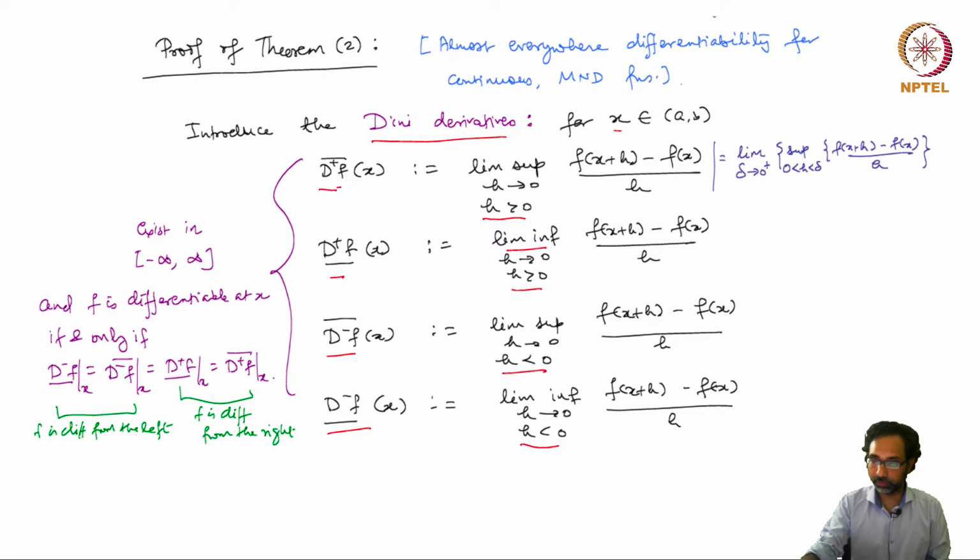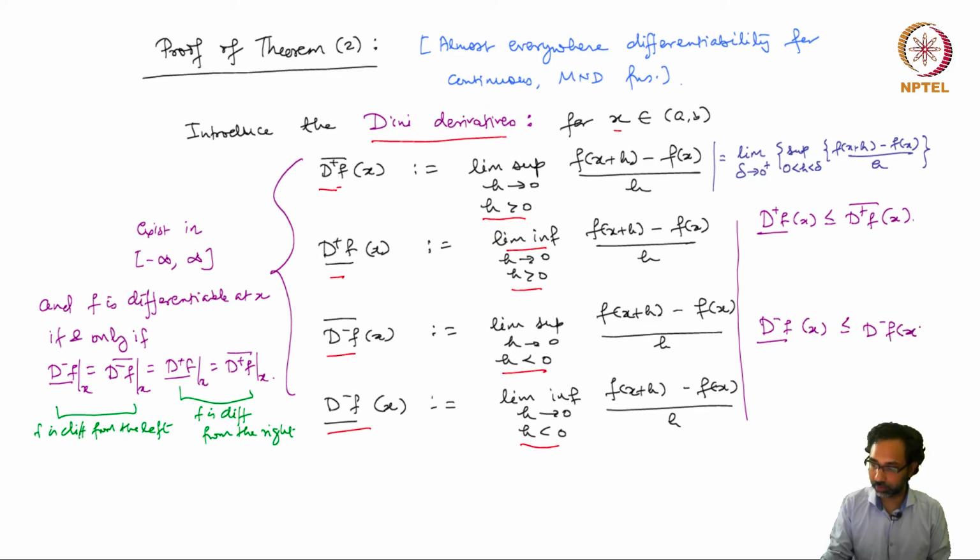And we also have some inequalities. The first one is, and these are quite trivial, D plus f lower bar is less than or equal to D plus f upper bar of x, because one is the lim inf, the other one is the lim sup. And similarly we have that D minus f lower bar of x is less than or equal to D minus f upper bar of x.